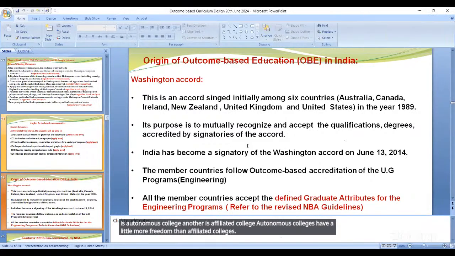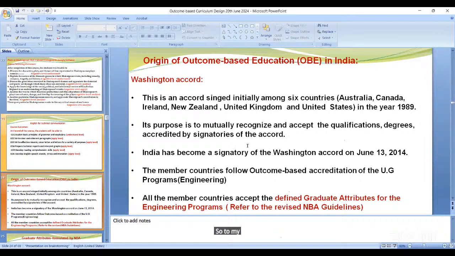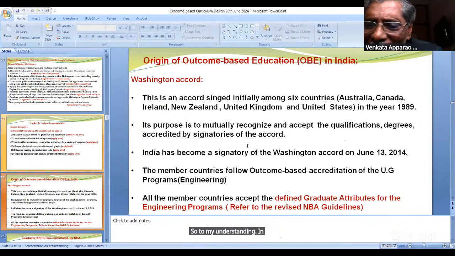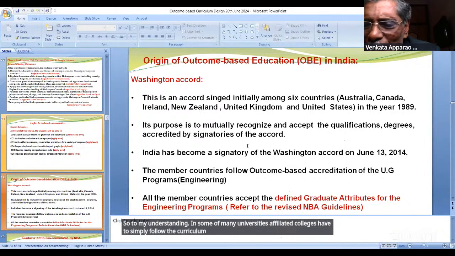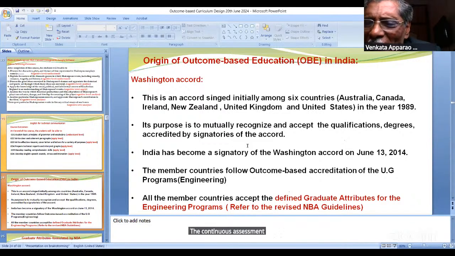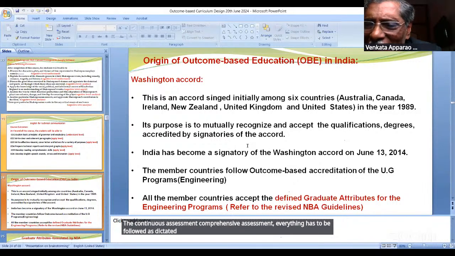Yes, sir. So to my understanding, in many universities, affiliated colleges have to simply follow the curriculum along with COs, POs, matrix, mapping, everything as per the university. The continuous assessment, comprehensive assessment, everything has to be followed as dictated by the university. That is the understanding in many universities in the country. Okay.